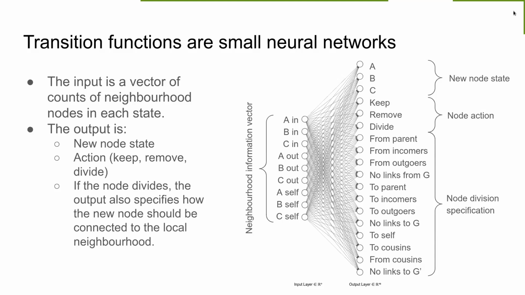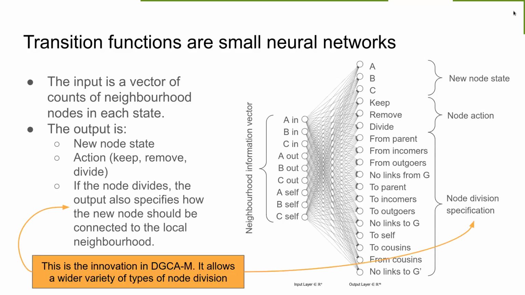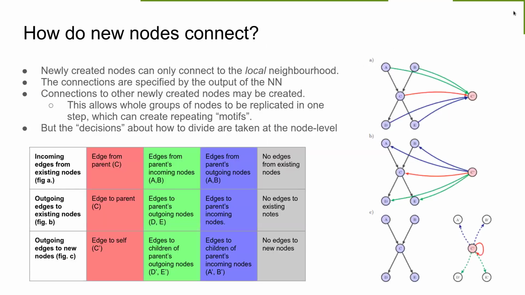And then the additional thing we've introduced in this updated model is a specification of if the node does divide, how that node should be connected up. And that enables lots of variation in the way it can be wired in.